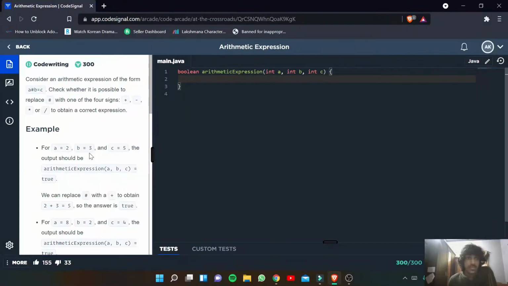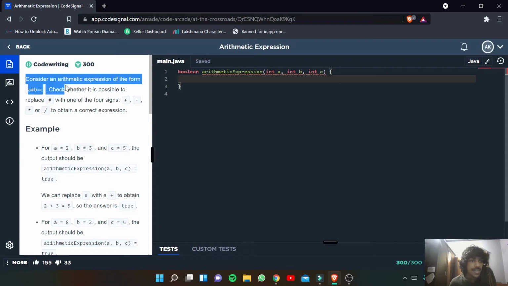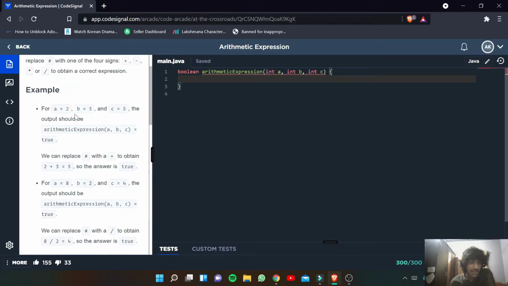Hello guys, so today's question is really simple. The question given is: consider an arithmetic expression of the form a # b = c. We have to check whether it is possible to replace # with any of the operators plus, minus, into, or divide in order to obtain a correct expression.